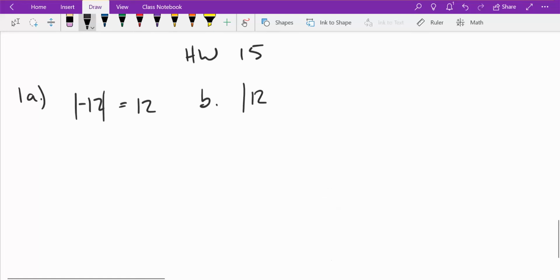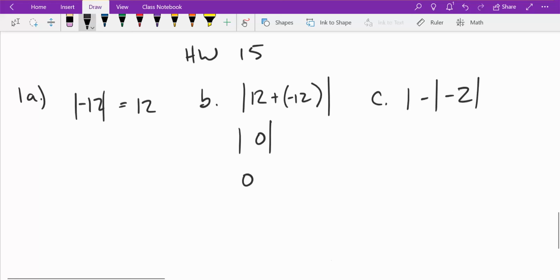So this is the absolute value of 12 plus a negative 12. Well, that would be 12 minus 12 is 0. The absolute value of 0 is 0. C, 1 minus the absolute value of negative 2. Well, the absolute value of negative 2 is 2, so this is 1 minus 2, which is negative 1.